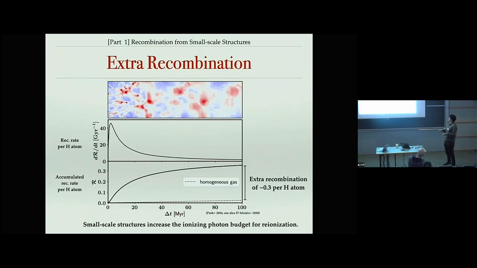In this case, it's like 0.3 per hydrogen atom. So, for example, this says that you need 1 photon to ionize this entire volume the first time, and then you need an extra 0.3 to keep it ionized. Compared to the recombination rate from homogeneous gas without any structure, this is a significant extra. And obviously, this tiny box cannot represent the whole universe, but this is just to show you that this is a significant effect.